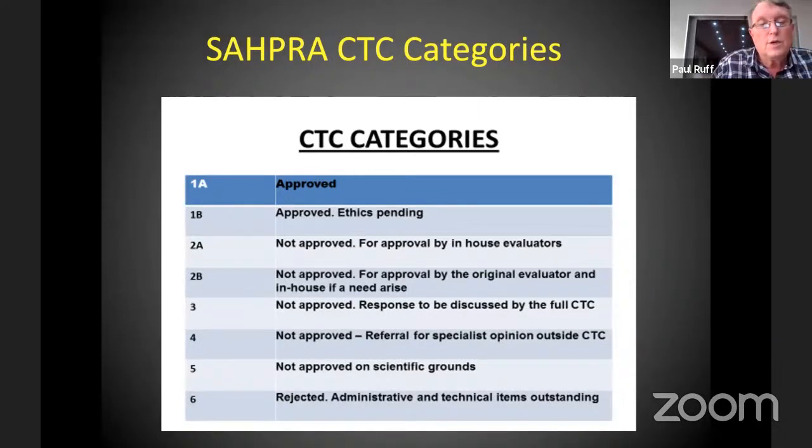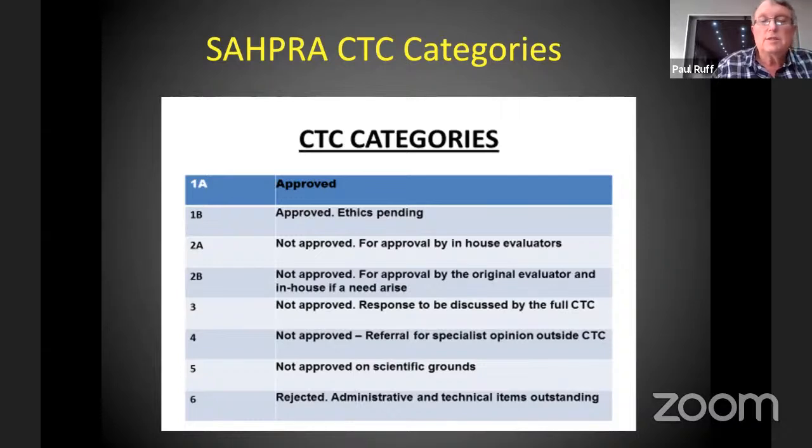Category 5 is the worst. It basically means that we've thrown it out, that we feel it's got no scientific validity, and it is rejected, and if someone wants to come back and apply, they need to provide a full new submission. There's no amendment or change possible. We need a completely new submission.